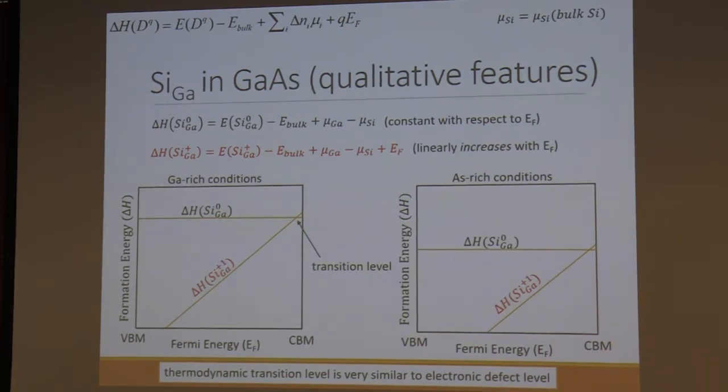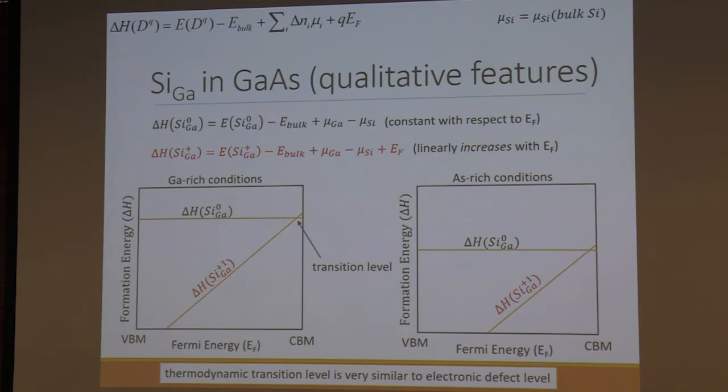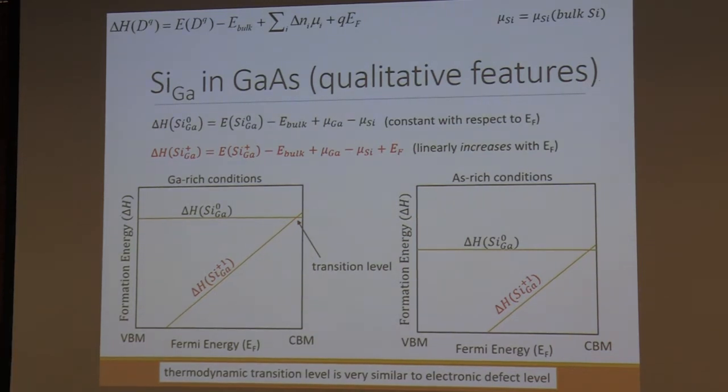So what does this tell us? This tells us that if the Fermi energy is in this region, somewhere between here and here, or here and here, the formation energy of the positively charged defect is much lower, or at least lower, than the neutrally charged defect. So if the formation energy is lower, then we should expect there to be a lot of positively charged defects and almost no neutral defects.